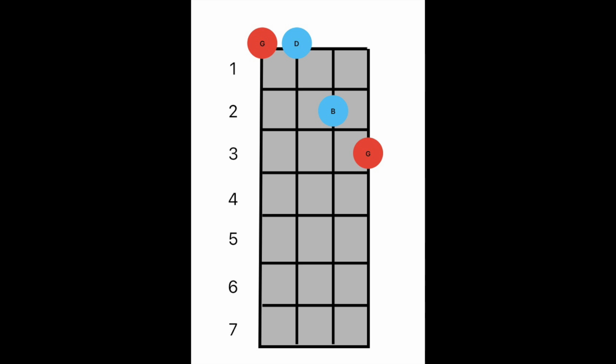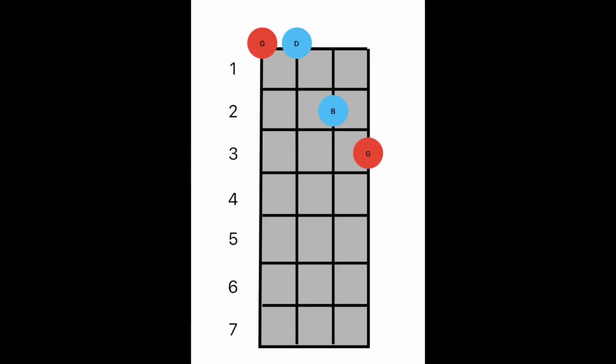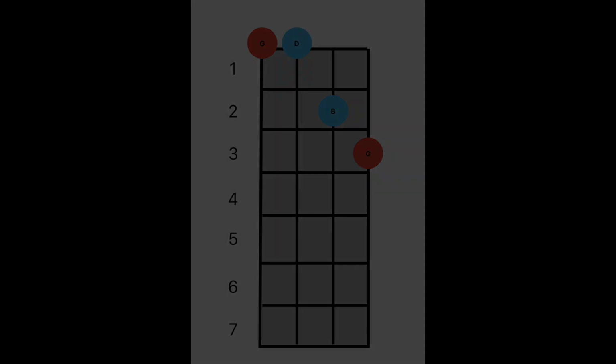This inversion of a G major chord is the closest thing we have to a full voicing on the mandolin of a G major chord. But this is even still an inversion. A G major played on a piano would ascend with a G, a B, then a D, as seen here. If we look back at that G major chord, the B and the D are inverted.